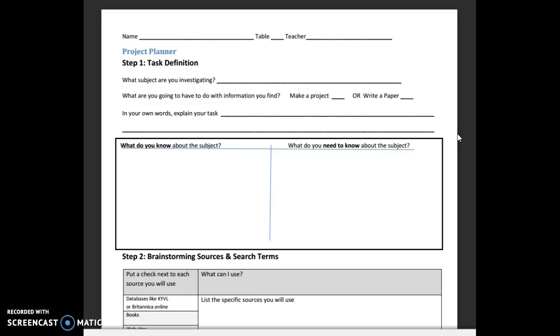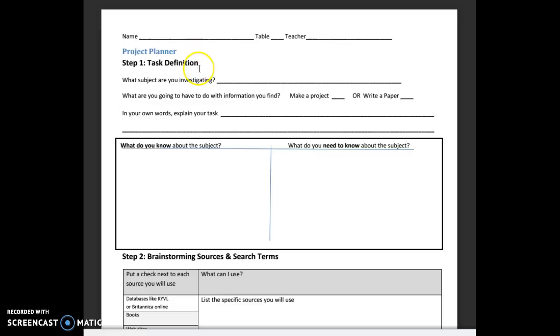We're going to look at our project planner today, and this is what you're going to use and finish today. You're only going to do step 1 and step 2 today. Next week we're going to work on the other steps, but right now you're going to focus on step 1 and step 2. At the top you need to put your name and also your teacher. You can ignore the table part.